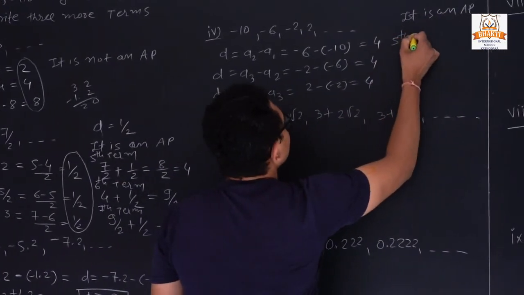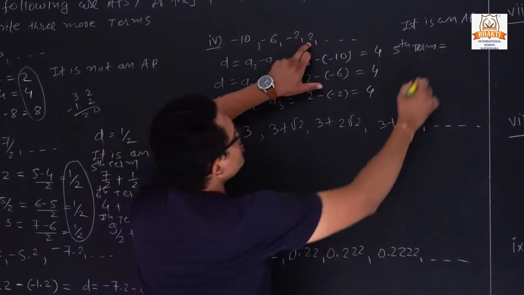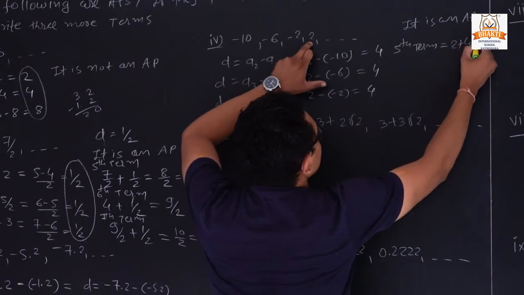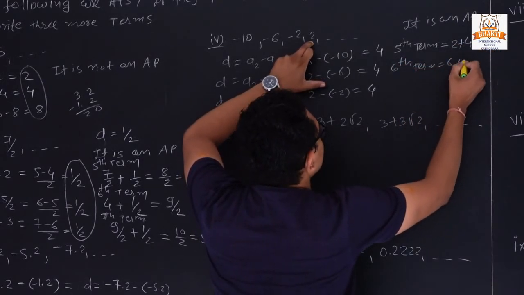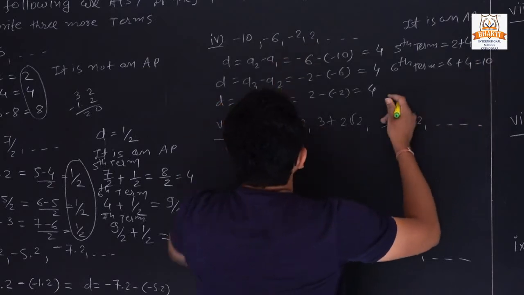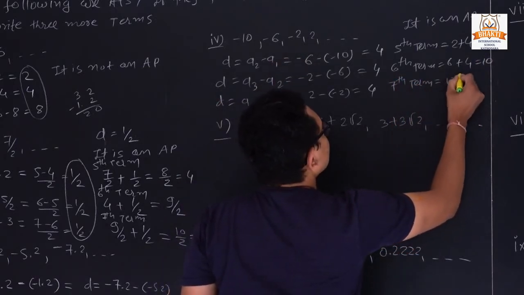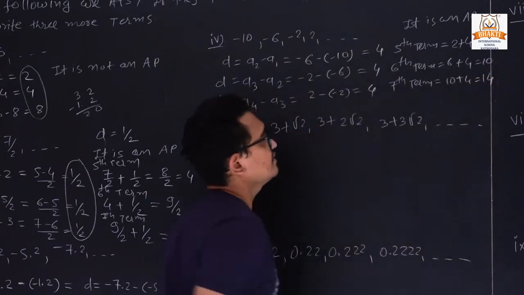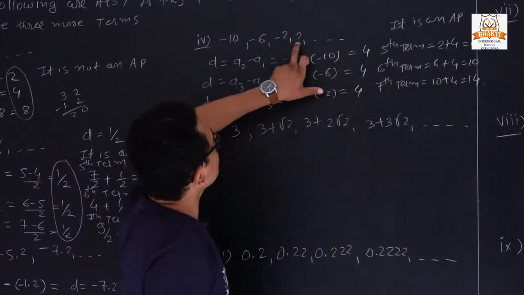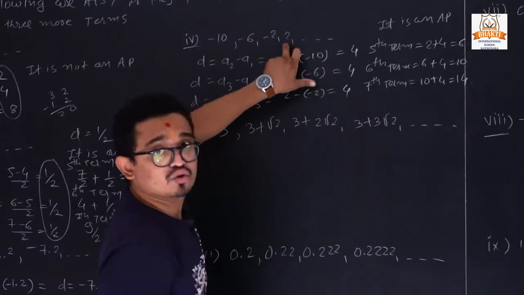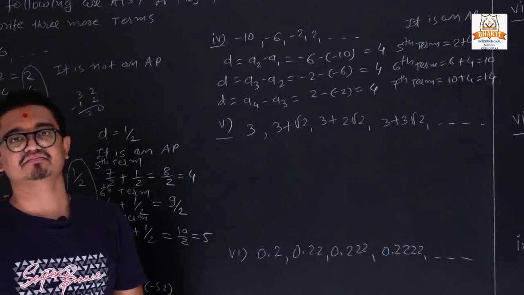So the 5th term is equal to the last, which is 2, plus 4, so it is 6. The 6th term: 6 plus 4, so it is 10. Then the 7th term: 10 plus 4, so it is 14. Clear? Each time we get the difference D. So the 4th term is 2, so 2 plus 4 is 6, like that.